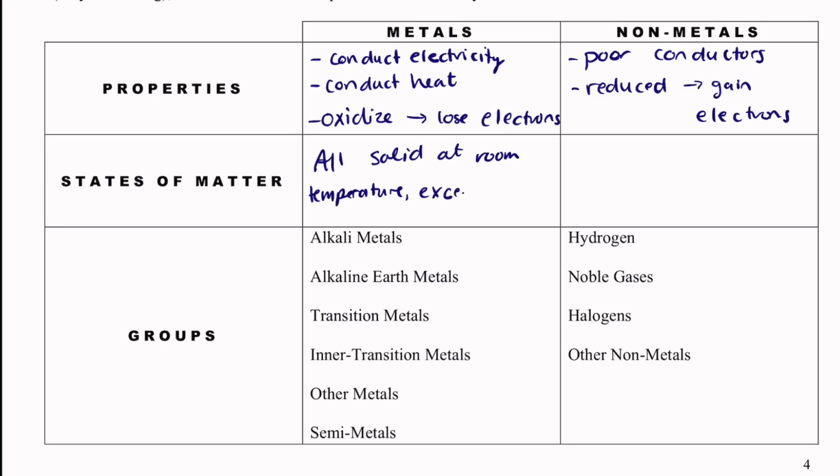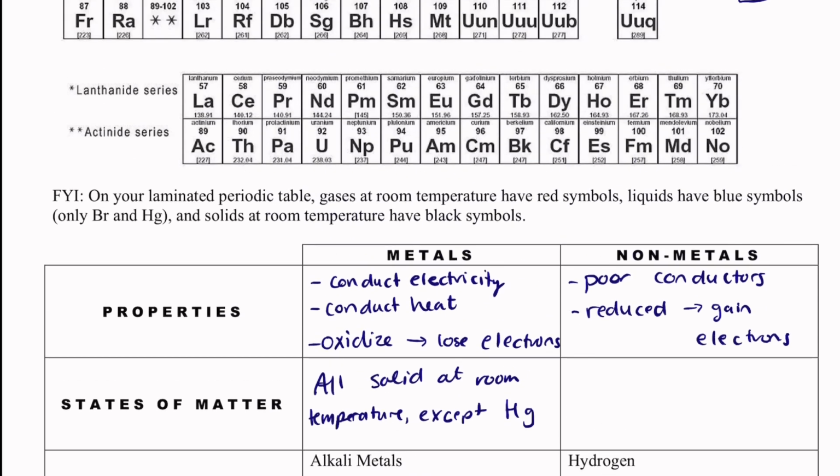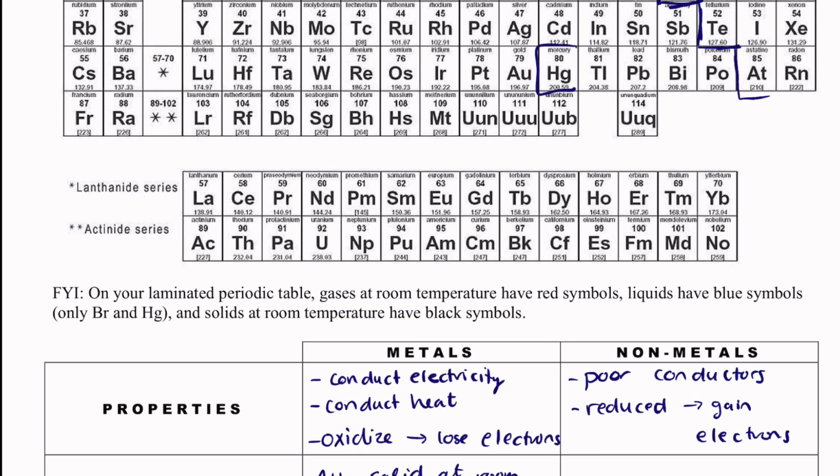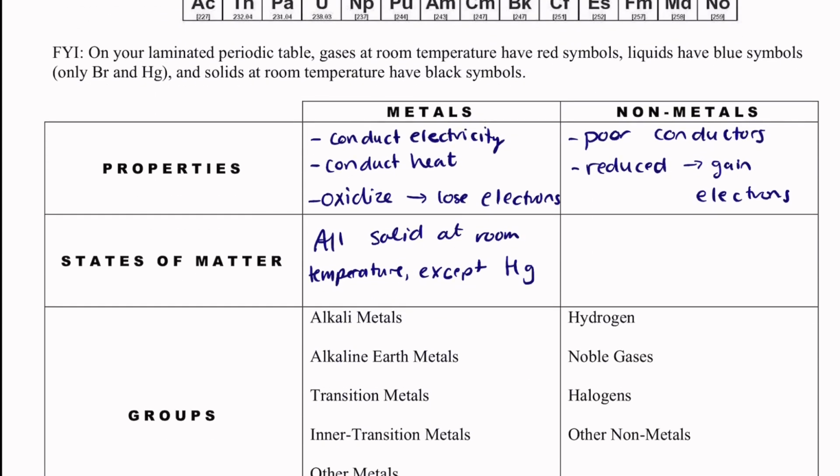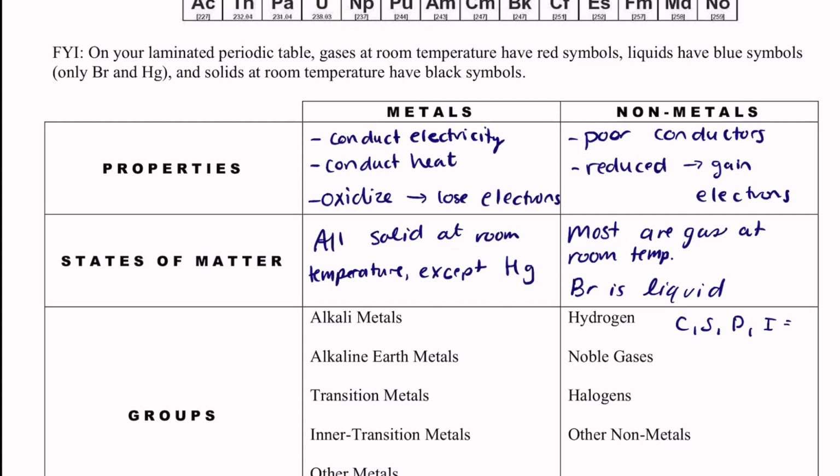Except mercury. And mercury has a chemical symbol Hg. It's right here on your periodic table. Nonmetals, most of them are gas. We do have one liquid. Bromine is a liquid. And then carbon, silicon, phosphorus, and iodine are all solids at room temperature. Okay, these all elements could be solid, liquid, or gas. You just have to get it to the appropriate temperature.